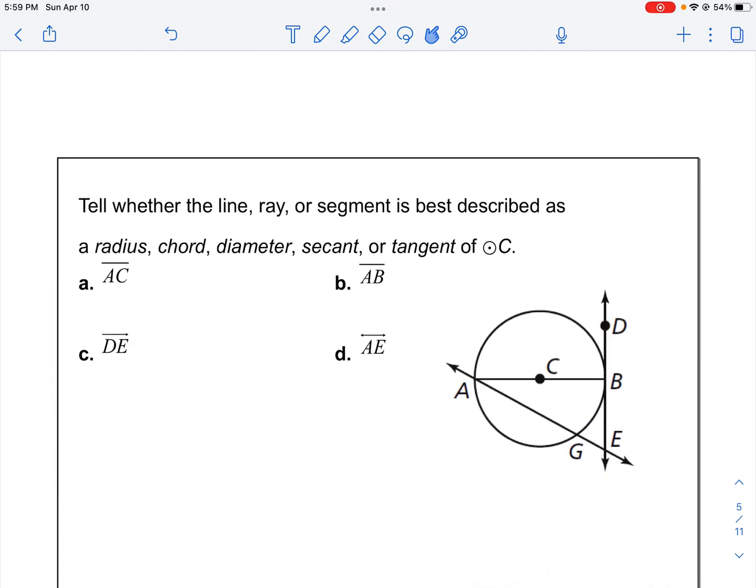Okay, so it wants to know whether the line, ray, or segment is best described as a radius, a chord, a diameter, a secant, or a tangent. So the first one we're looking at is AC. So from A to C. Okay, let's see. A radius is anything that goes from the center to the edge. Well, there we go. This is a radius.